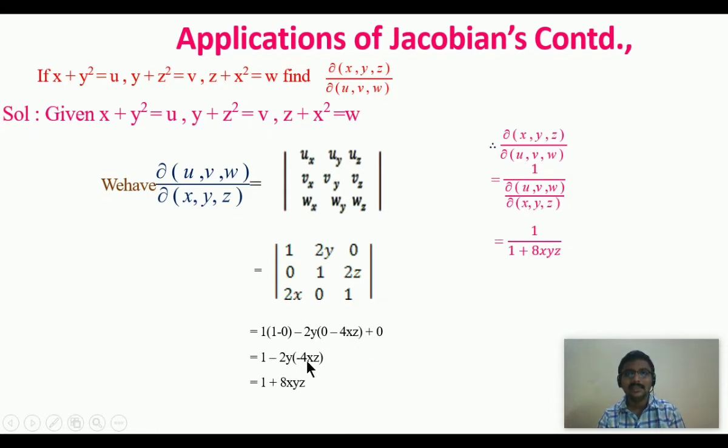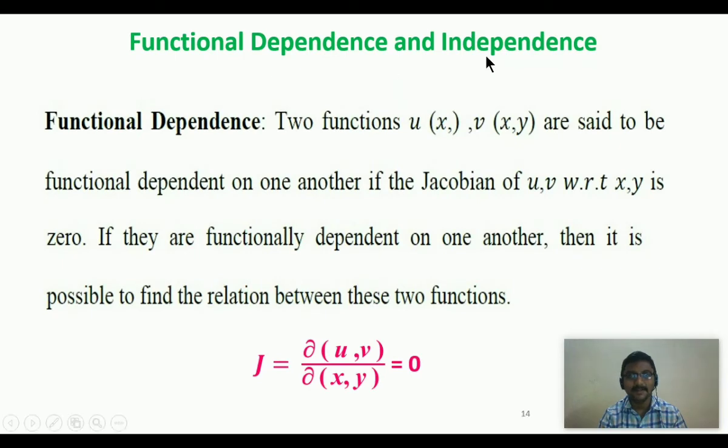Now, using the first property, that is the inverse property, we will have dou of xyz by dou of uvw as 1 upon dou of uvw by dou of xyz. But the value of dou of uvw by dou of xyz is 1 plus 8xyz. So thus we will have dou of xyz by dou of uvw as 1 by 1 plus 8xyz.